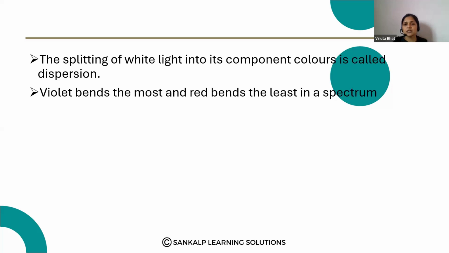So the splitting of white light into its component colors is called dispersion of light, and violet bends the most and red bends the least in the spectrum. So this is the correct answer. This is the 2 mark question. Please remember which color bends the most and which color bends the least. That is very important.